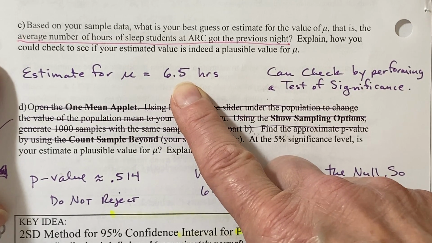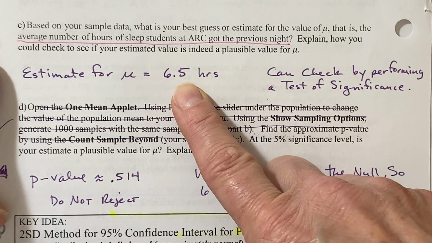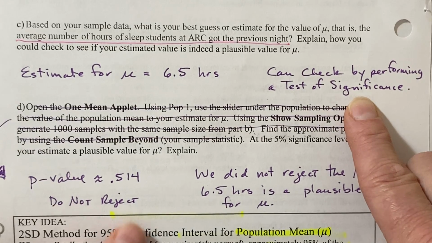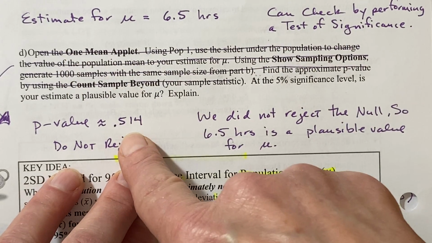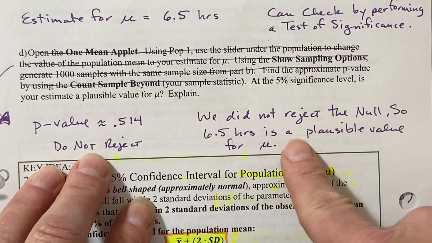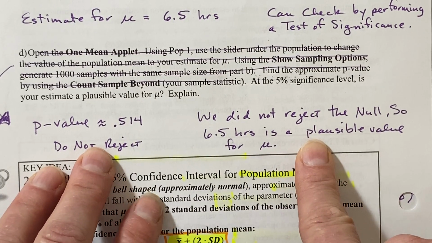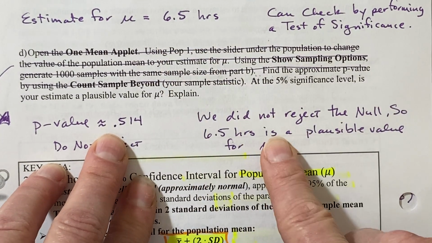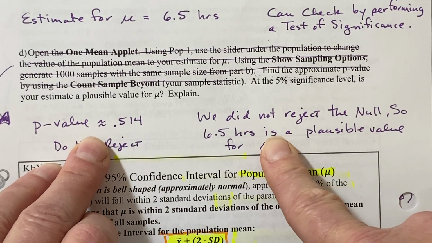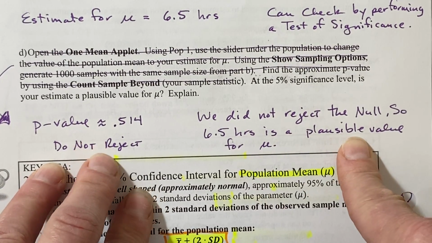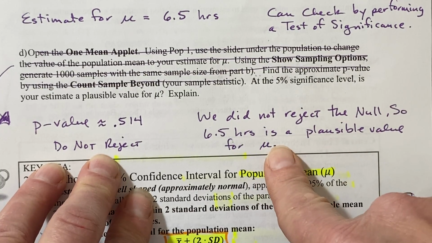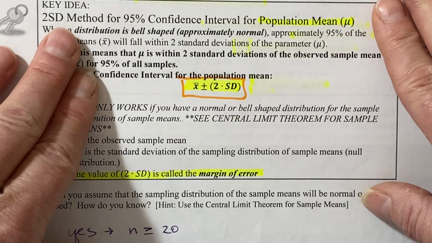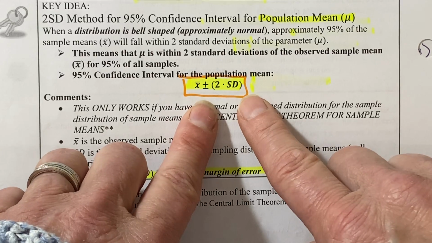So if I said 6.5 would be my estimate based on my sample, what I could do is just perform a test of significance. And doing that, if we went to the one mean applet, we'd find a p-value of 0.514 because we are testing it against our sample of 6.35. And 6.5 is not far from 6.34. Or actually, it was 6.35. So 6.5 would be a plausible value for mu. Remember, we're not going to do this now, though. We're going to go straight to our confidence interval.